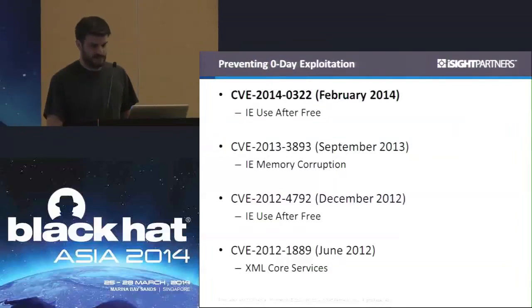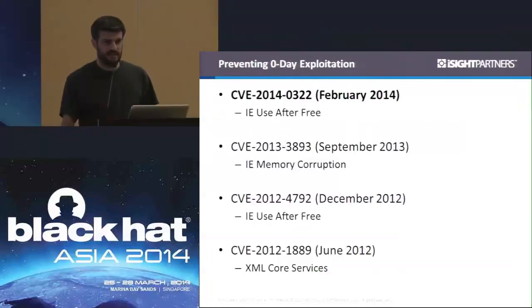So these top three are IE vulns. The bottom one was an XML Core Services bug, and in all these cases, the fix-its were actually targeting IE. XML Core Services is a system-wide library used by many applications, such as Word and Outlook, but Microsoft just released the fix-it to protect IE using that library, not the other ones. And we're going to focus on this most recent one for the rest of the talk.